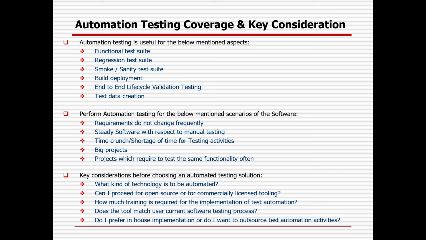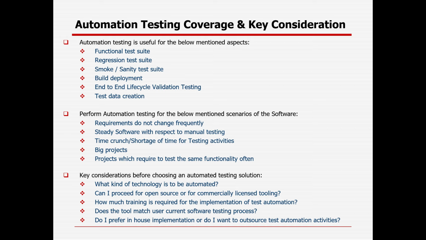Now, automation testing coverage: what areas will you be automating? You will be automating functional testing, regression testing, and smoke or sanity tests, because those will be executed more and more every time. Build deployment, in case any build is coming, you need to certify it. End-to-end lifecycle validation: suppose you want to certify a product, you will automate validating the complete life cycle from start to end, so that you can certify that all the critical functionalities are working. And test data creation: sometimes you need to create similar data with variations, and you can automate those kinds of scenarios fast with priority.